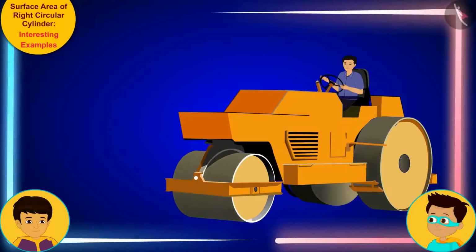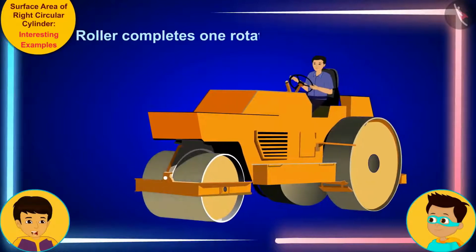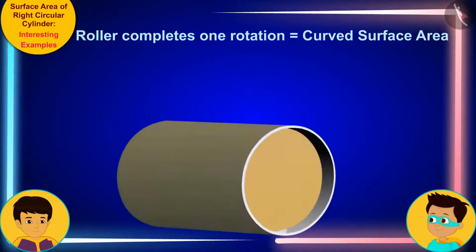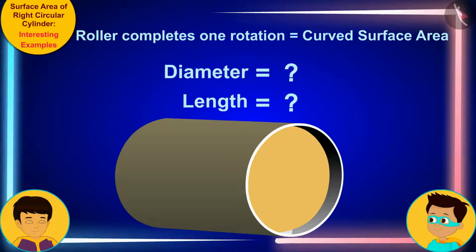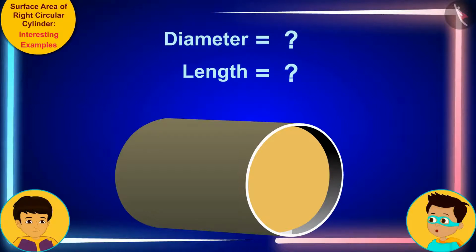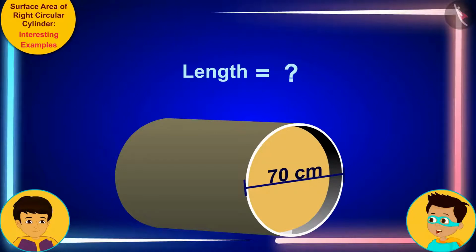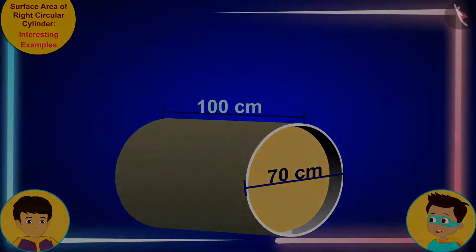Look, Thomas, when the roller completes one rotation, it flattens the area of the field equal to its curved surface area. Can you tell me the diameter and length of the roller? The diameter of the roller is 70 centimeters and the length is 100 centimeters.